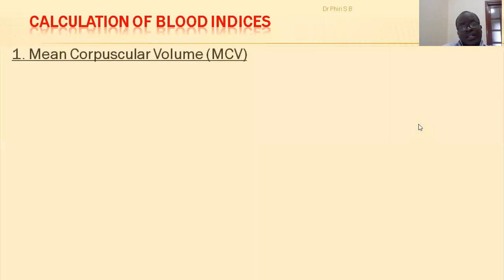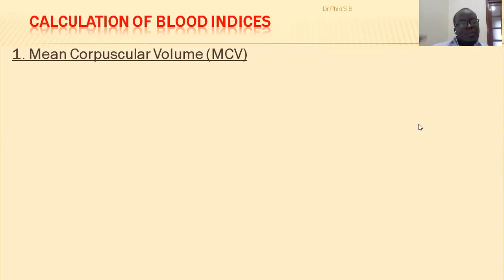So let's start with the calculations, but first let's look at each blood index and what it entails before we go to the calculation. We start with mean corpuscular volume. You need to follow here because sometimes it can be confusing, but it's really very simple if you pay attention. So we're starting with MCV. From the name itself, you should be able to define this blood index. Mean corpuscular volume: you're talking of the volume. Corpuscular refers to the cells themselves, the corpuscles, the red corpuscles or red blood cells or erythrocytes.